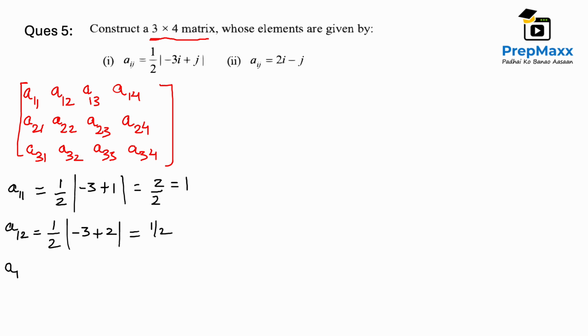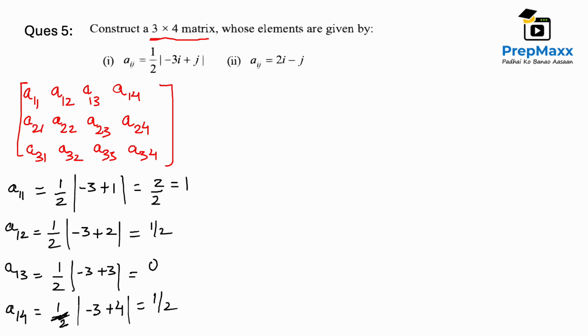Then A13, which is half of mod of negative 3 plus 3, right, which is nothing but 0. And then we have the A14 element, so it's going to be half of mod of negative 3 plus 4, right, which is mod of 1, so just 1 by 2. So these are the 4 elements in the first row. Similarly, we can find the next 4 elements.